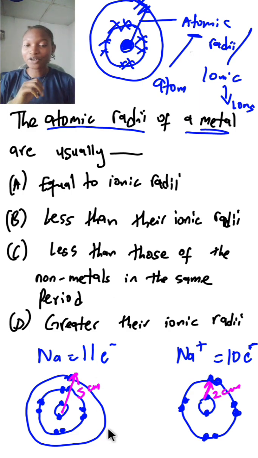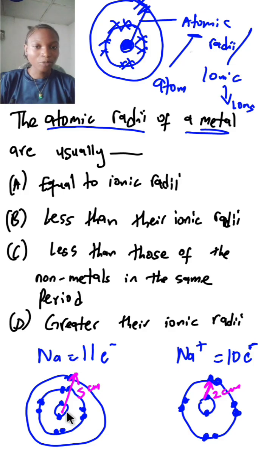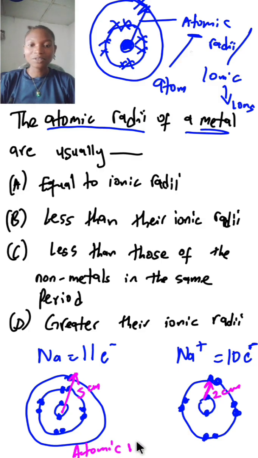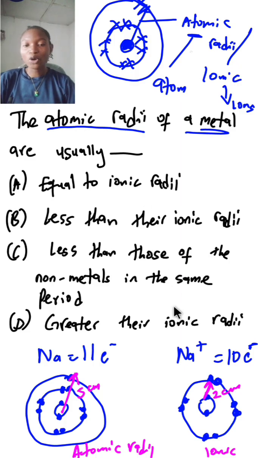So let's go back. From here we can see that sodium atom, which is metal, has larger atomic radius. This is atomic radius, or you call it radii, and this is ionic radii. So it has higher atomic radii than ionic radii. Now, which one correlates? Equal to ionic radii, obviously it's not equal because sodium ion will have lost 1 electron. Atomic radii is greater, so which is option D. Atomic radii is greater than the ionic radii.